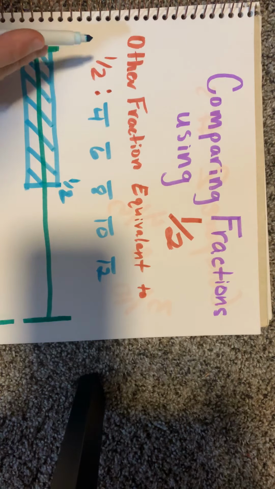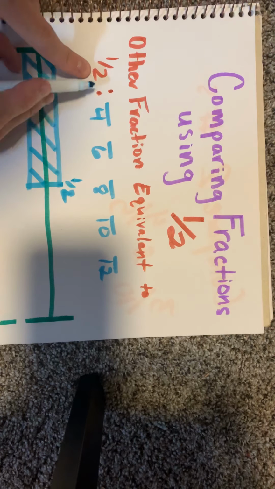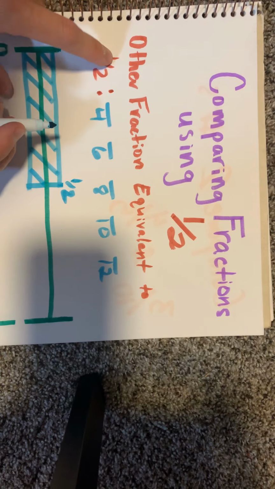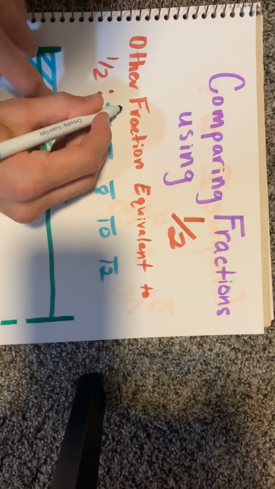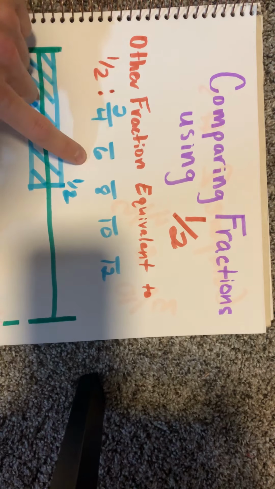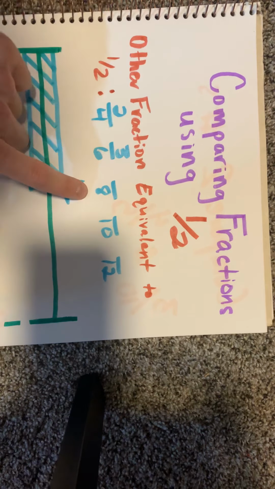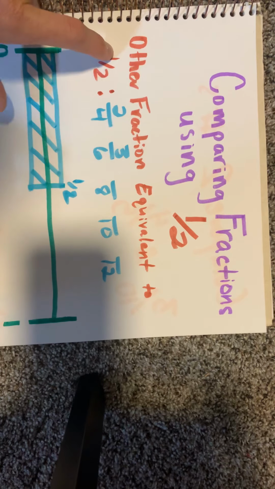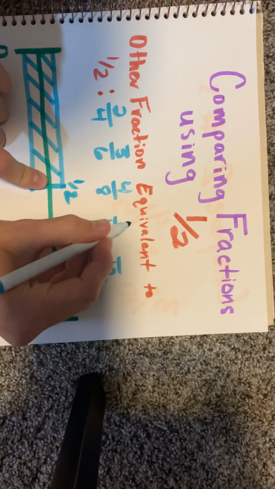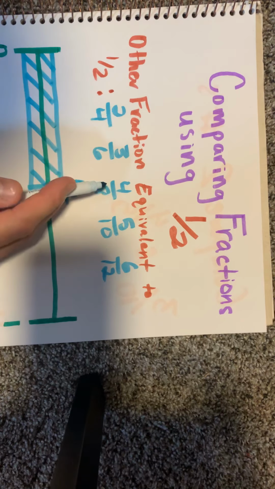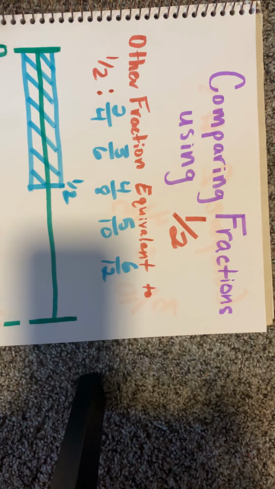So we got 4, 6, 8, 10, and we'll go up to 12. To do the top, whatever we do to the bottom, we do to the top. So I times by 2 to get to 4, so I times 1 by 2 to get 2. 2 to 6, that's times 3, 1 times 3 is 3. To get to 8, that's times 4, 1 times 4, and so on. I'm sure you know the rest. So I have all these other fractions now that are equal to 1/2: 2/4, 3/6, 4/8, 5/10, and 6/12.